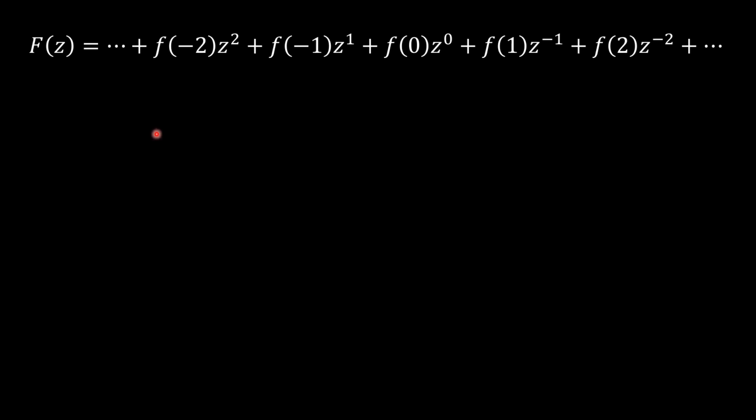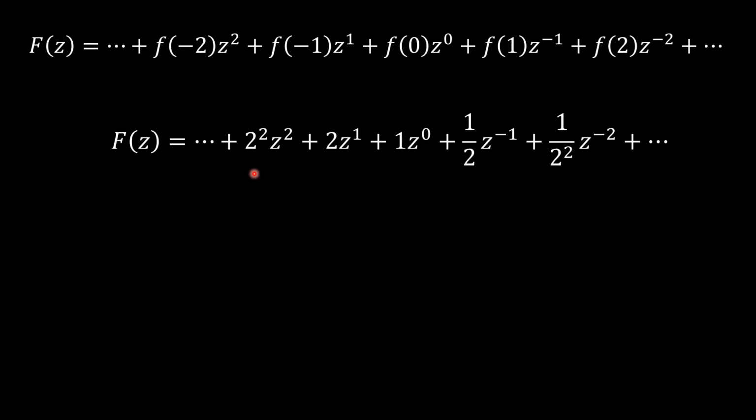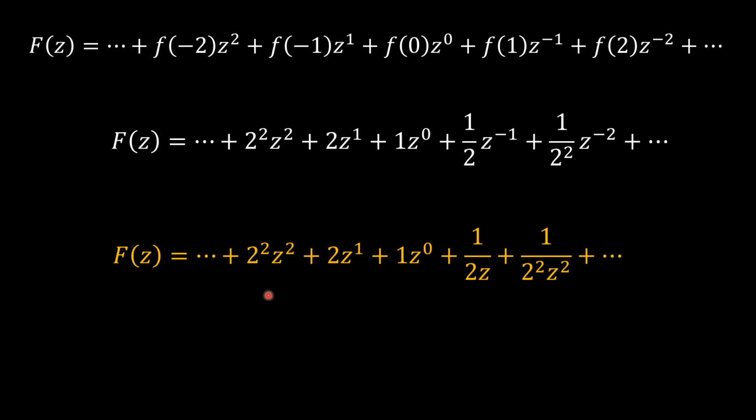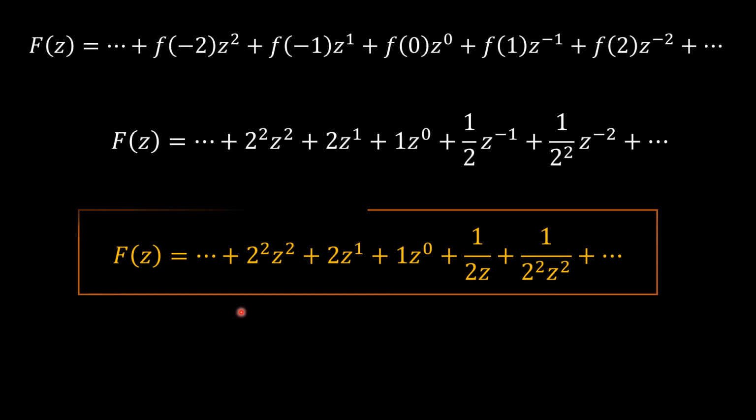Now whatever sequence we have been given, from that replace the values of f of minus 2, f of minus 1, f of 0, f of 1, f of 2 and so on. So that will give us the expression dot dot dot plus 2 square into z square plus 2 into z raised to 1 plus 1 into z raised to 0 plus 1 upon 2 into z raised to minus 1 plus 1 upon 2 square into z raised to minus 2 plus so on. Simplify the expression. That will give us the Z transform for the given sequence as F of z equal to dot dot dot plus 2 square z square plus 2 into z plus 1 plus 1 upon 2 z plus 1 upon 2 square z square plus so on.